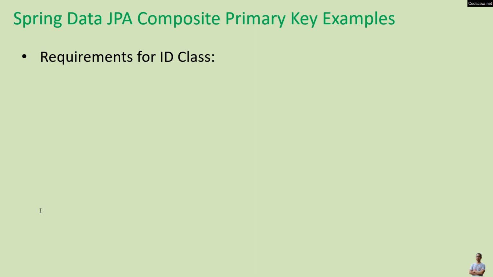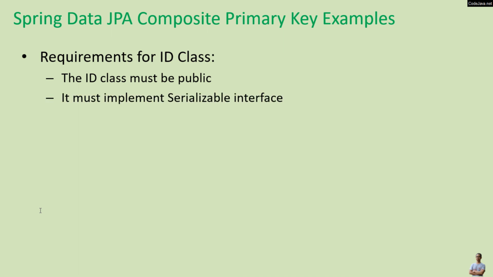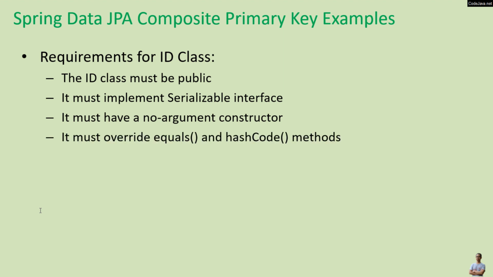Note that the requirements for the ID class are: the ID class must be public. It must implement the Serializable interface. It must have a no-argument constructor, and it must override the equals and hashCode methods.